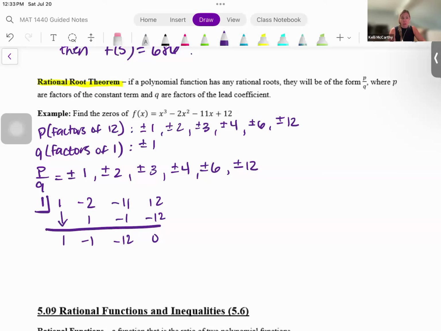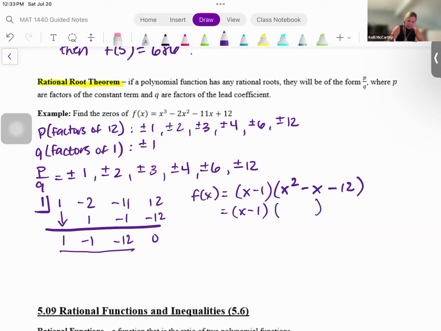We found a remainder of 0, which means that one of the factors of f of x is x minus 1. And the other factor comes from those coefficients we found through synthetic division. That's going to be x squared minus x minus 12. And we can factor that quadratic. Factors of negative 12 that sum to negative 1. It's going to be negative 4 and positive 3. And now that f of x is written as a product of linear factors, we can see all of the zeros. Our zeros are going to be 1, 4, and negative 3.